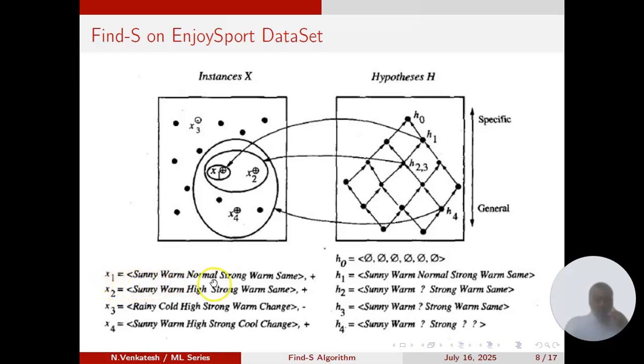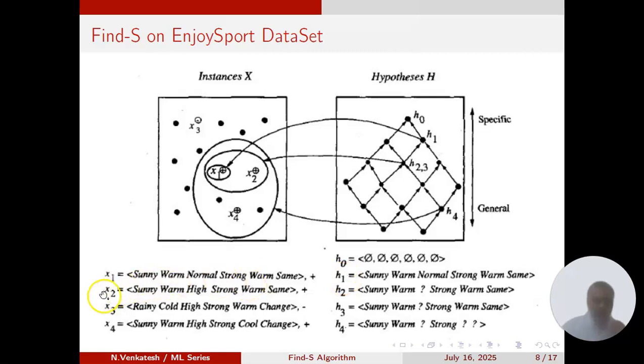To cover the x1 example, h0 has to be modified and replaced with the least general hypothesis so that x1 is covered. That means at least the sky should be sunny, the air temperature should be warm, humidity should be normal, wind should be strong, water condition must be warm, and the forecast should be same, so that the x1 example is covered. So we will have a hypothesis h1. Now hypothesis h1 covers the x1 example.